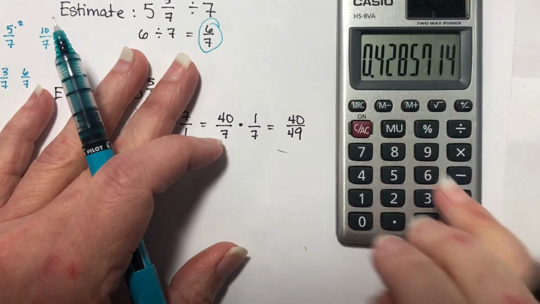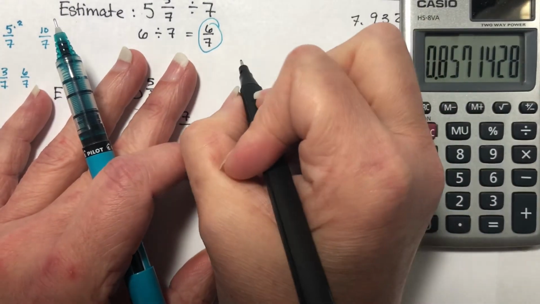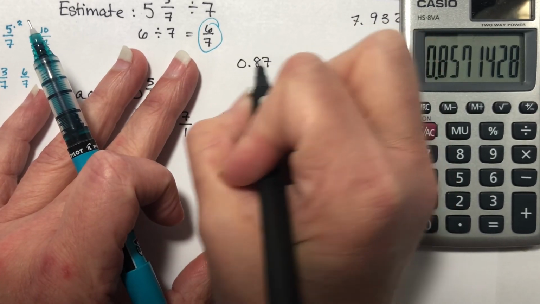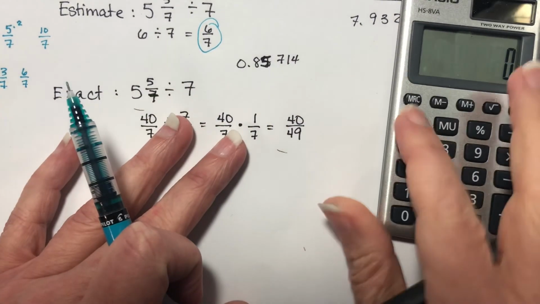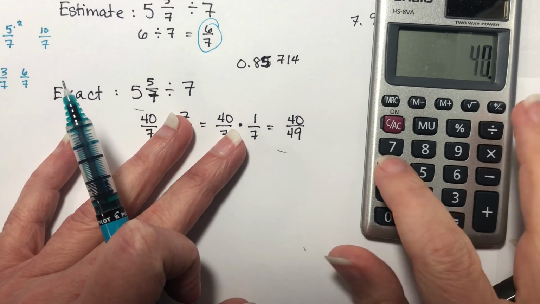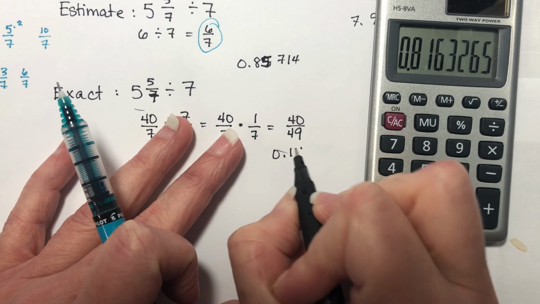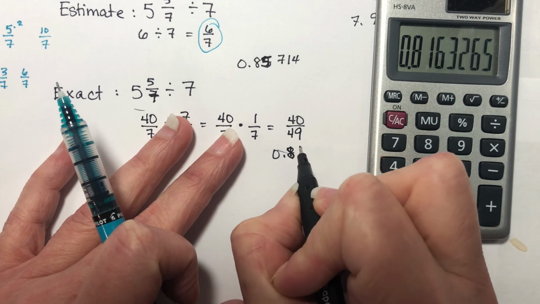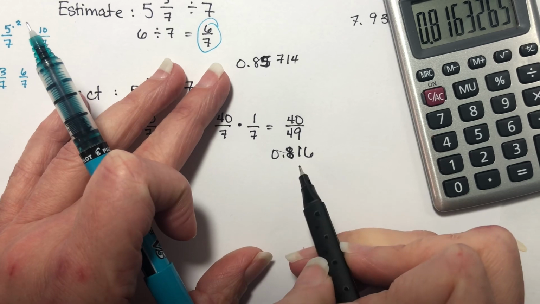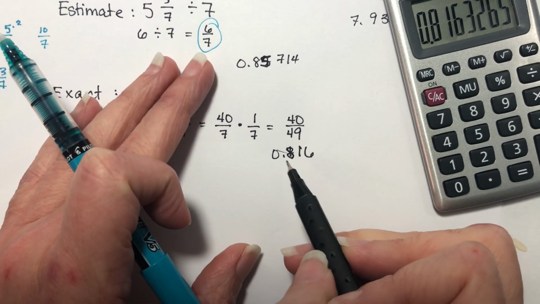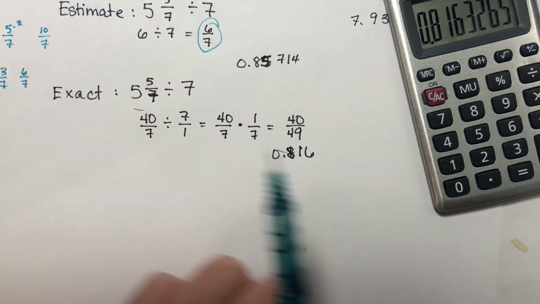Let's see how close these two things are. I'm going to do 6 divided by 7. This is just sort of a way to check myself. 0.85714. And let's do 40 divided by 49. And I get 0.816. These are reasonably close for division. Your estimates for division and multiplication are going to be further off than for addition and subtraction. Okay, I hope that helps.